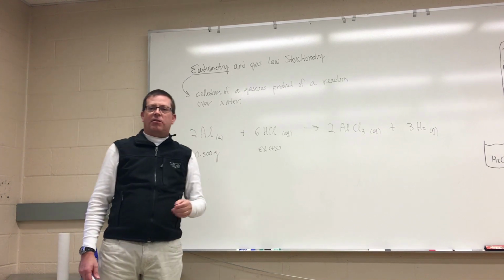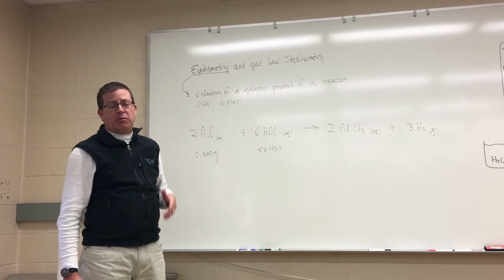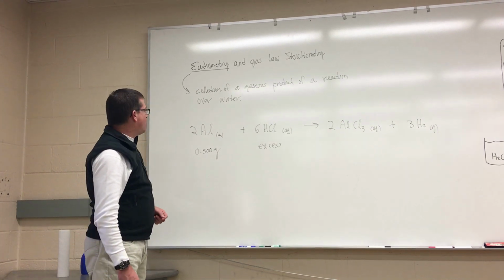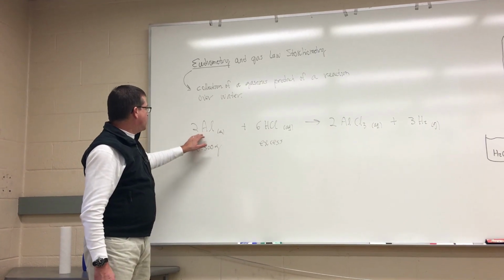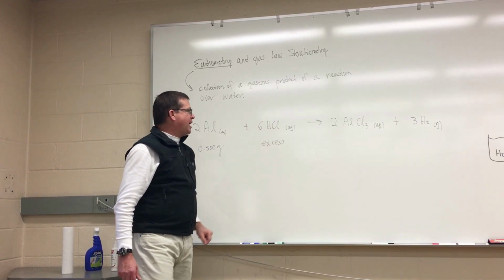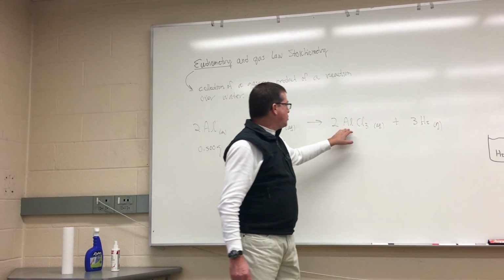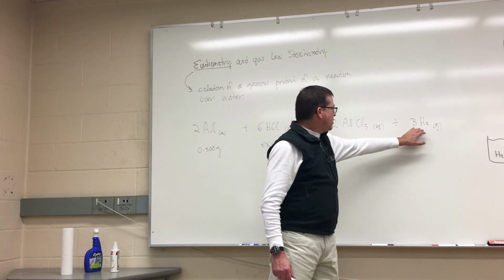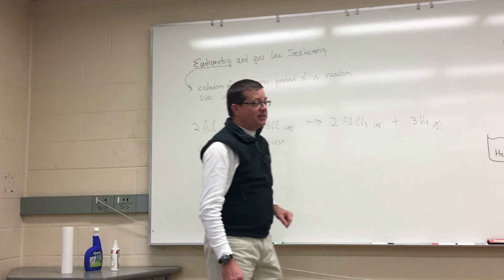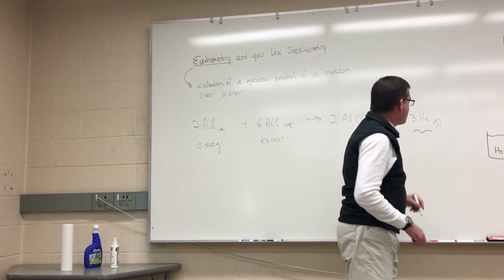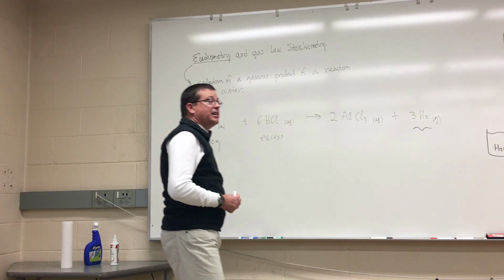So let's consider a typical reaction that would give us a gaseous product. Here's a reaction you guys have seen before. We can have two aluminums, that's solid aluminum, reacting with 6 hydrochloric acids to give me 2 moles of aluminum chloride in aqueous solution and 3 moles of gaseous hydrogen. You can see here that the gaseous hydrogen is the product that we're going to be collecting.